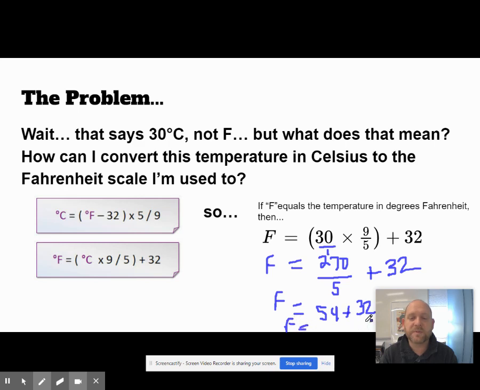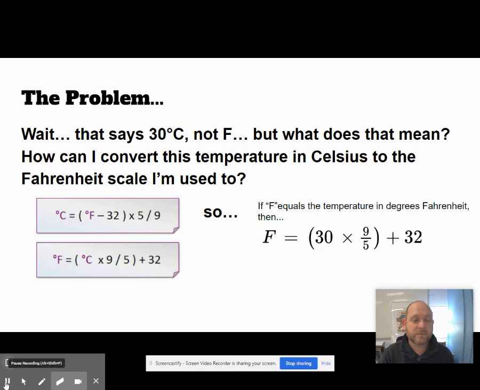4 plus 2 is 6, and 5 plus 3 is 8. And so, ladies and gentlemen, my 30 degrees in Celsius actually equals 86 degrees Fahrenheit.